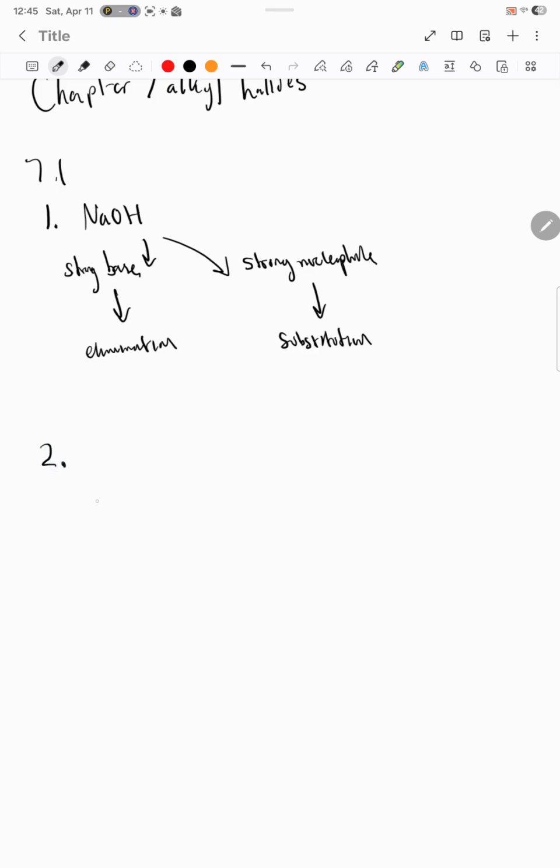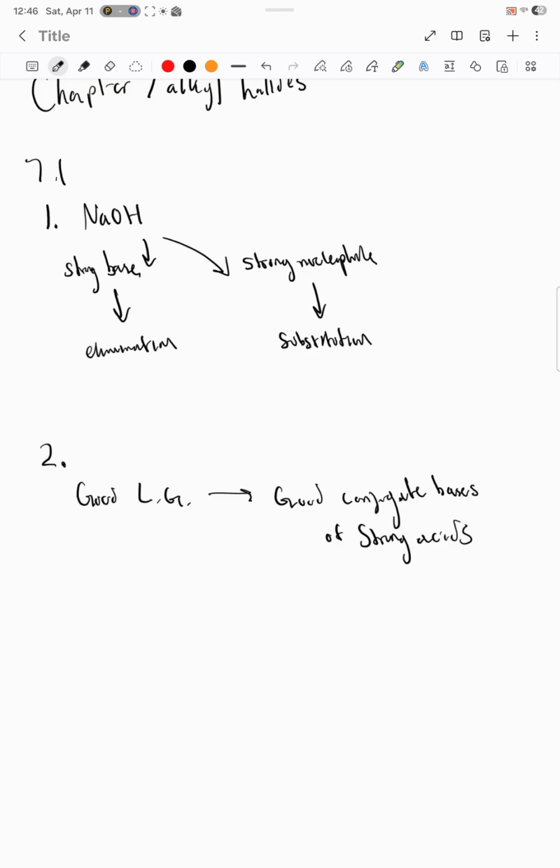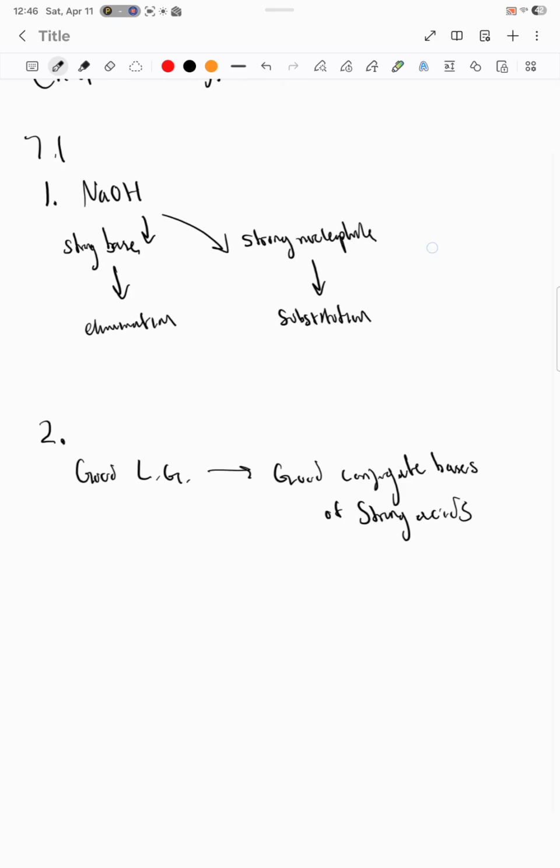Good leaving groups include good conjugate bases of strong acids. What do I mean by that?